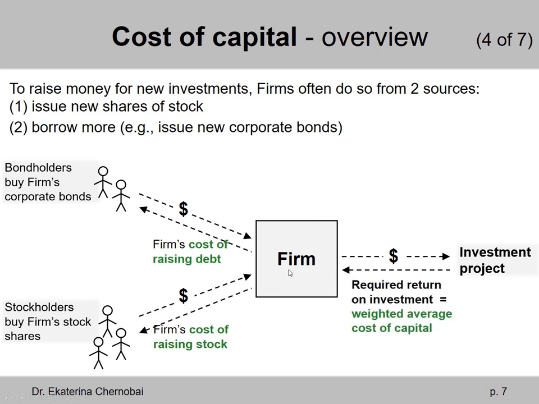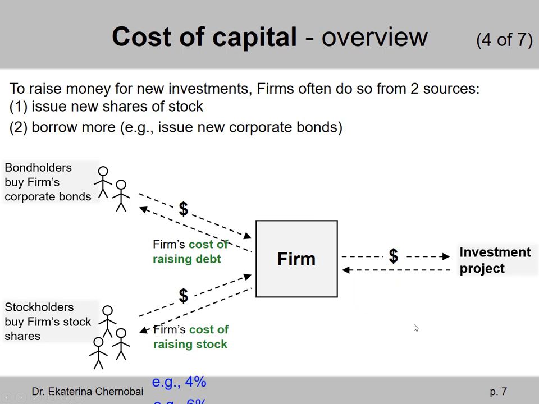Because the firm is now required to make all these payments every year back to bondholders and stockholders, it needs to be able to raise enough money every year from all of its investment projects, high enough to cover the cost of raising debt and the cost of raising stock. So the required return on any new investment is some sort of average, or we say weighted average, cost of capital. It's some sort of average of the cost of debt and the cost of stock.